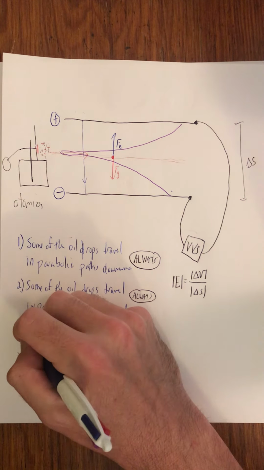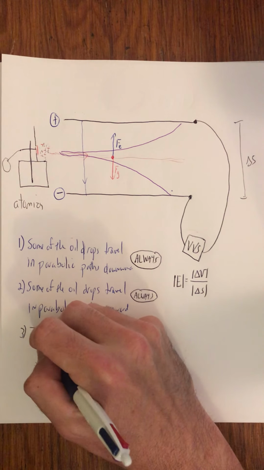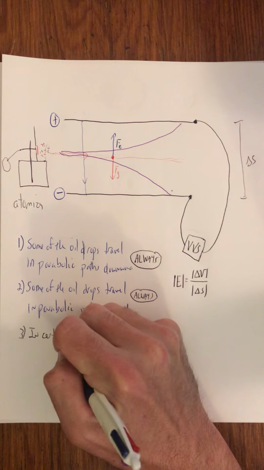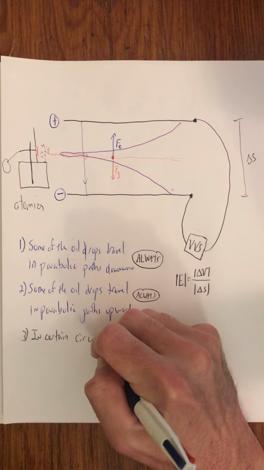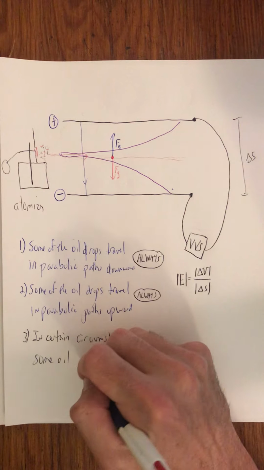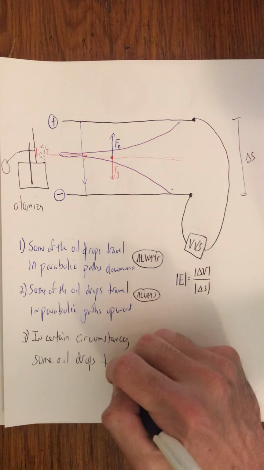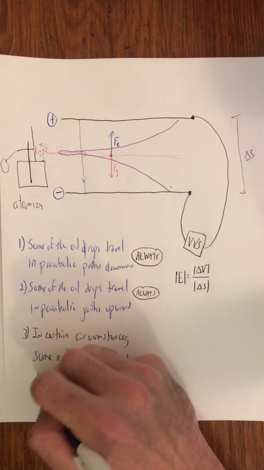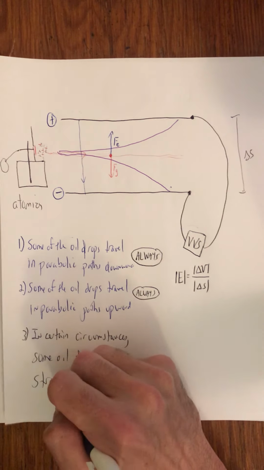But what happens sometimes, and not every time, we'll talk about what we vary in a minute, right? In certain circumstances, some oil drops travel straight. Okay? So they just go right this way. Okay?